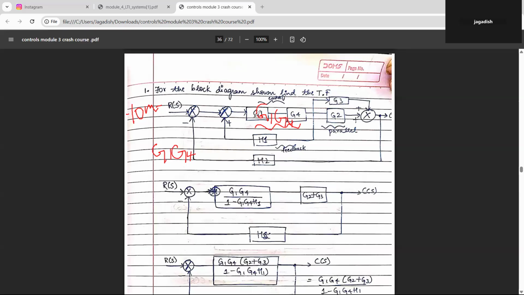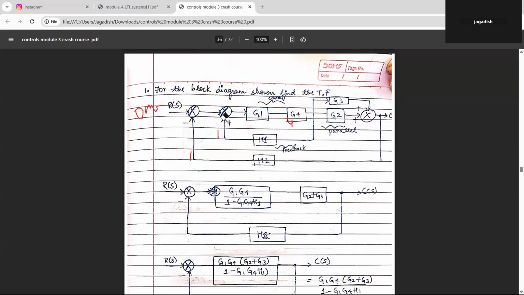So G1 and G4 are connected in series, so I have to multiply. Now G1, G4 is there. I have to eliminate this feedback loop. Whenever I want to eliminate a feedback loop, I will be using the formula. Which formula? The third formula. What is the formula for it?